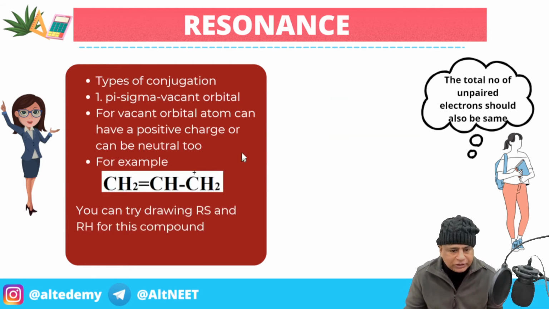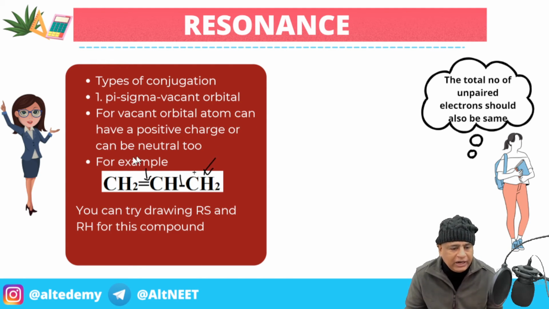Coming to one more aspect of conjugations. What are the types of conjugation as we are talking? We have one type of conjugation called pi sigma vacant orbital conjugation. Pi sigma vacant orbital. Look here. We have a pi here, we have a sigma here, and we have a vacant orbital here.